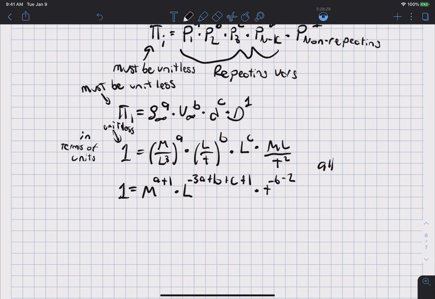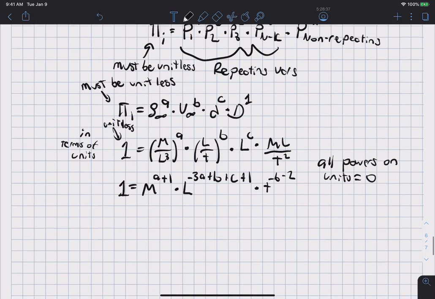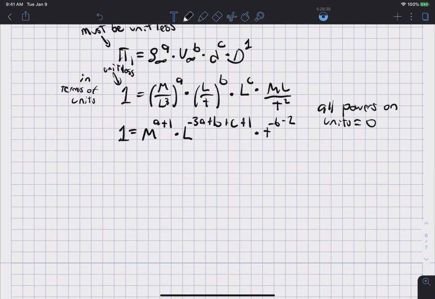So all powers on units equal 0. Okay, so I will write this out in equation form. So we have for the mass, A plus 1 equals 0 because that's the power of mass. And that implies that A equals minus 1. And for time, we have minus B minus 2 equals 0. And that implies that B equals minus 2.